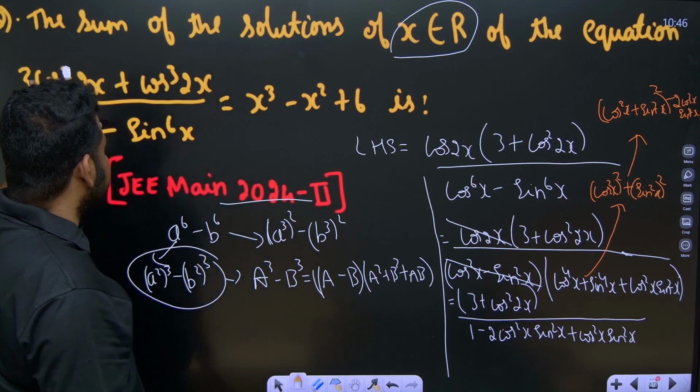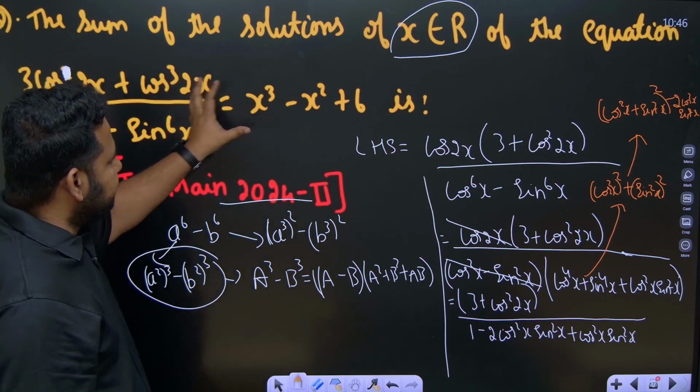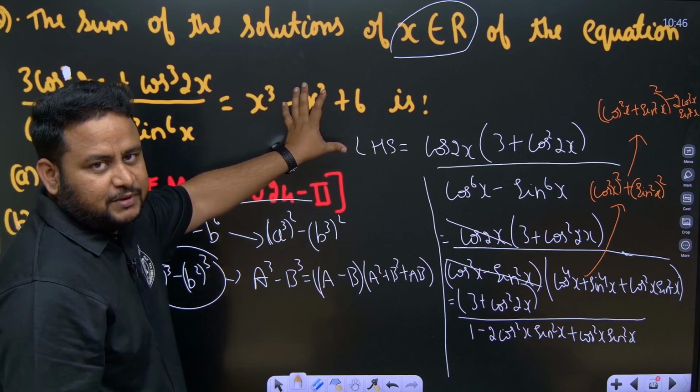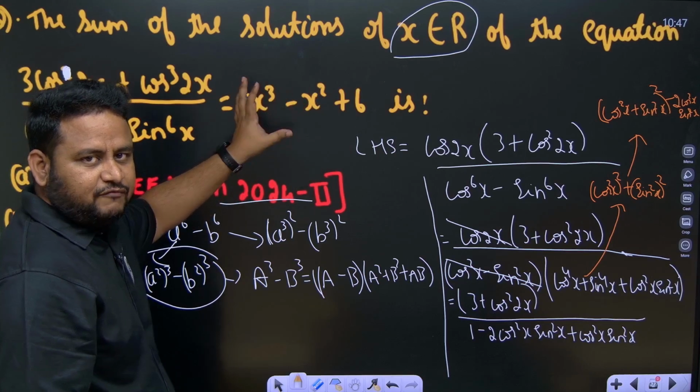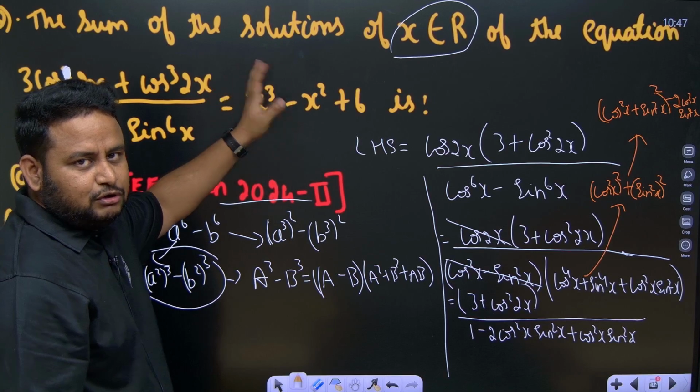So carefully, we solve this LHS and then equate it to this cubic polynomial. To solve the cubic polynomial, first we take one of the values of x and then we use the long division method.